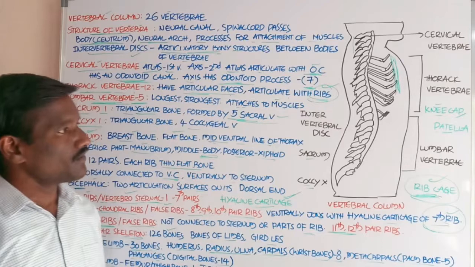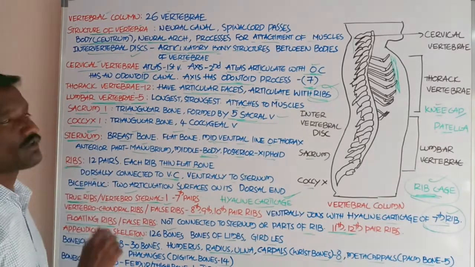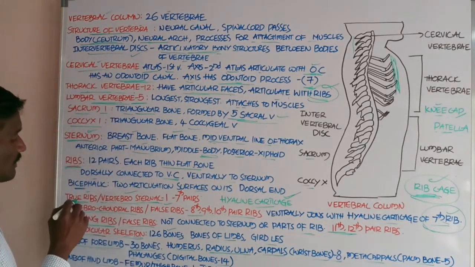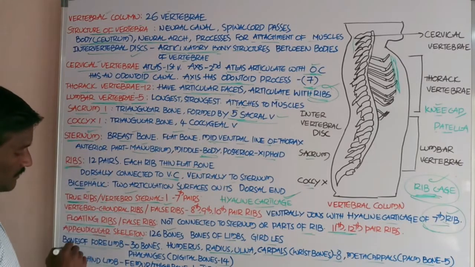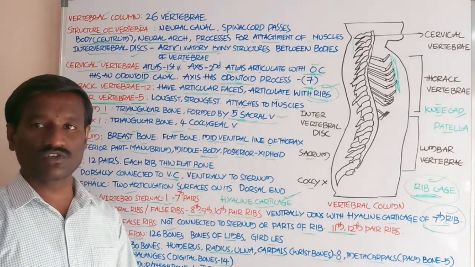Okay student, this was an account of the vertebral column and the different types of vertebrae, the different types of ribs, and the appendicular skeleton with the bones of the forelimb and the bones of the hind limb.